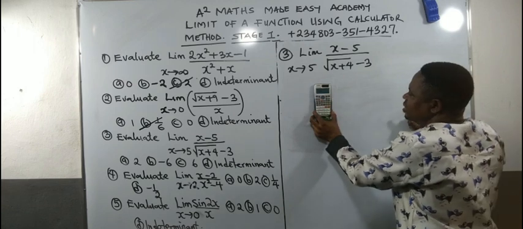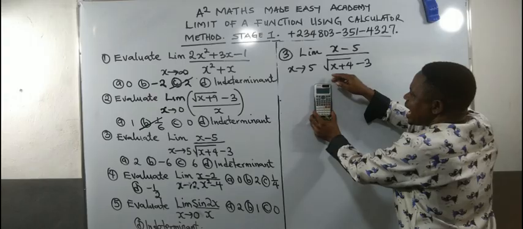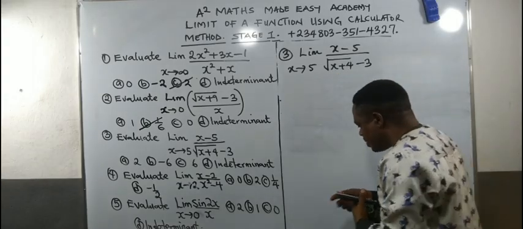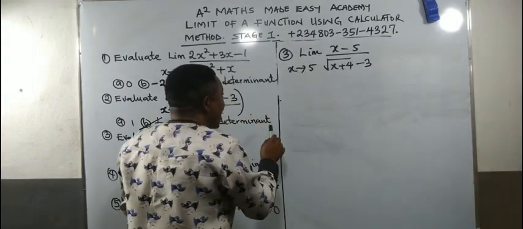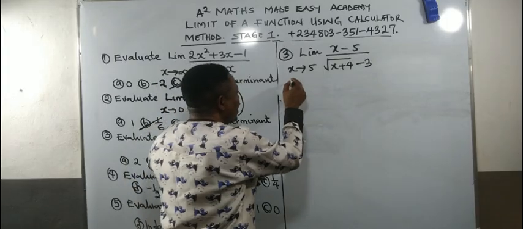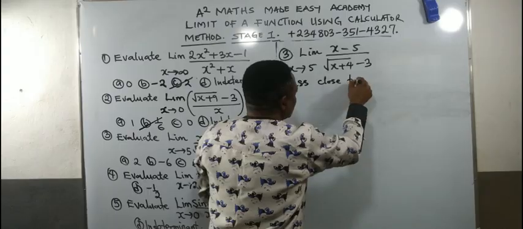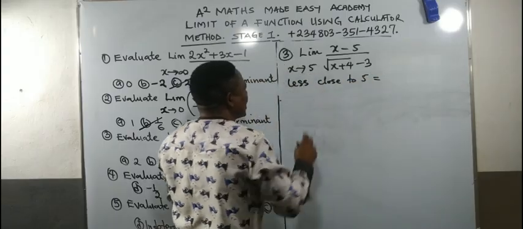It will say x raised to power question mark. Now what does x approach? X approaches 5. Remember the condition. I can choose less close to 5 or greater close to 5. I said less close to 5. Are you with me now? Close to what? 5. And what are the values that are close to 5?